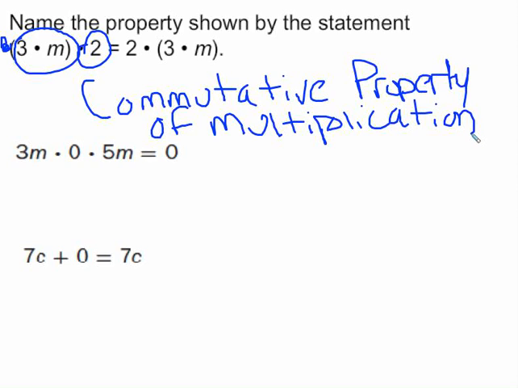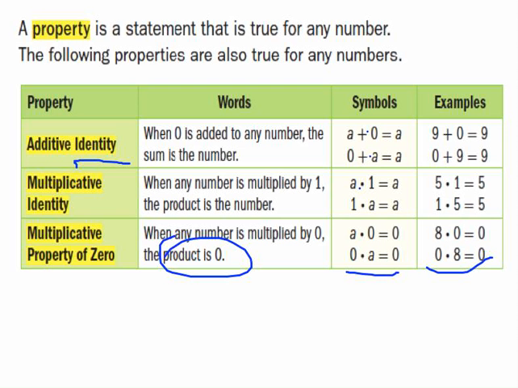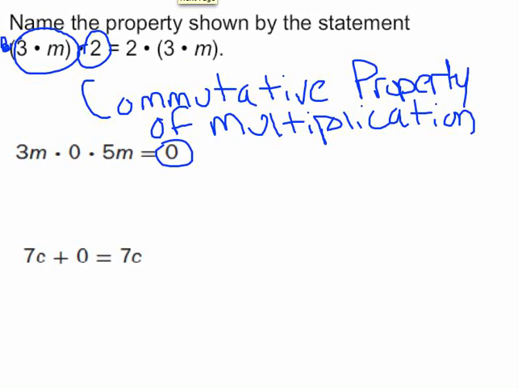Alright, let's look at the next one here. I have 3m times 0 times 5m equals 0. So I look back into my rules and I notice that the one property that tells me that when something is multiplied by 0, the product is 0 is the multiplicative property of 0. So that must be the multiplicative property of 0.